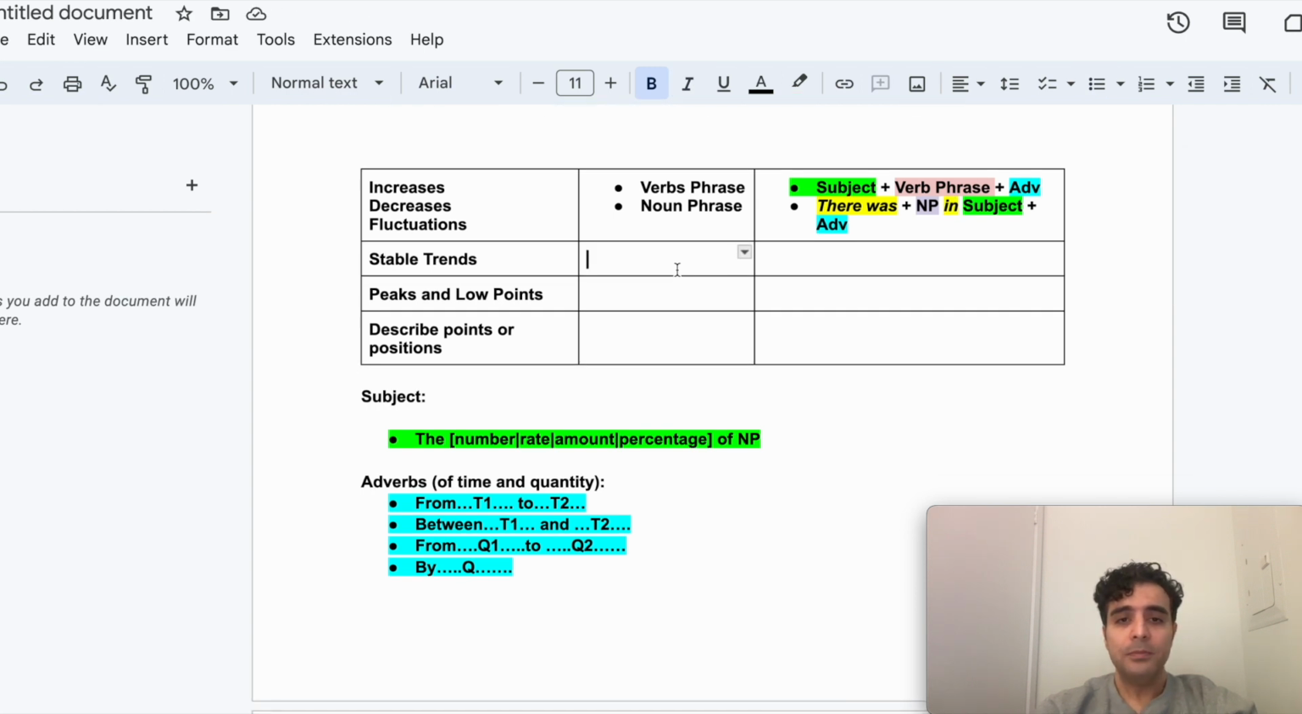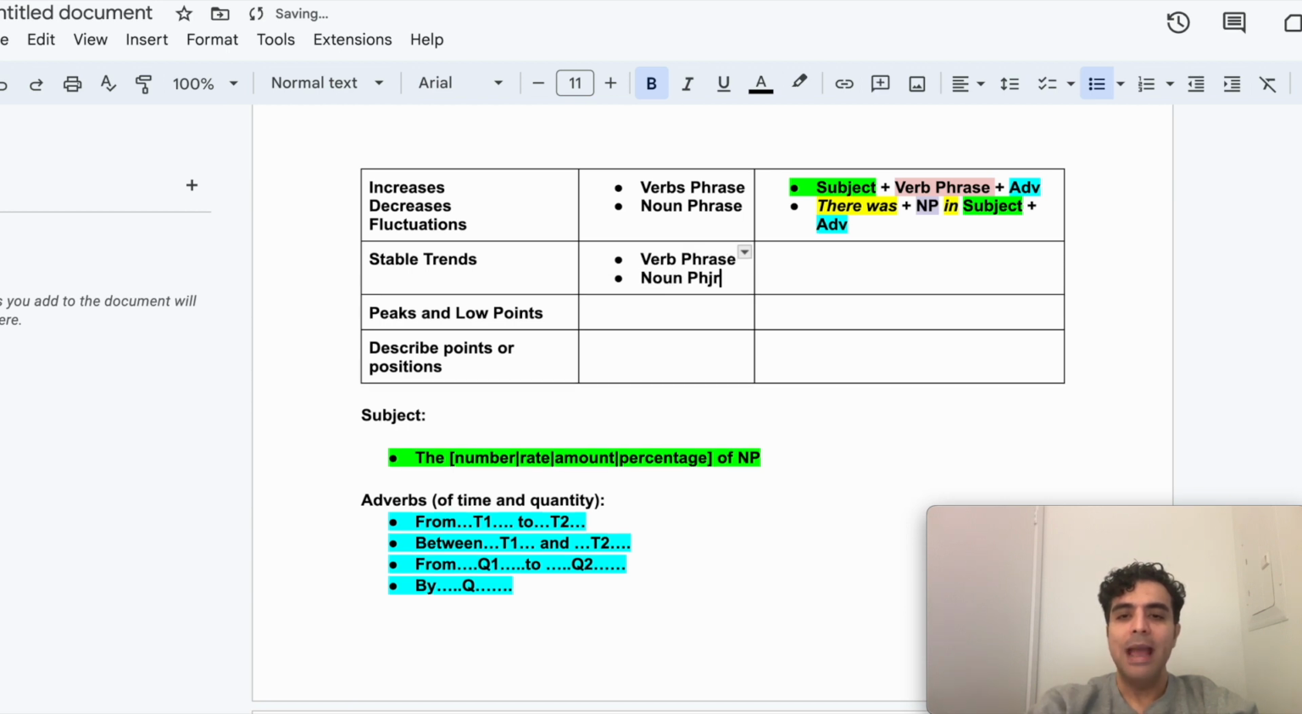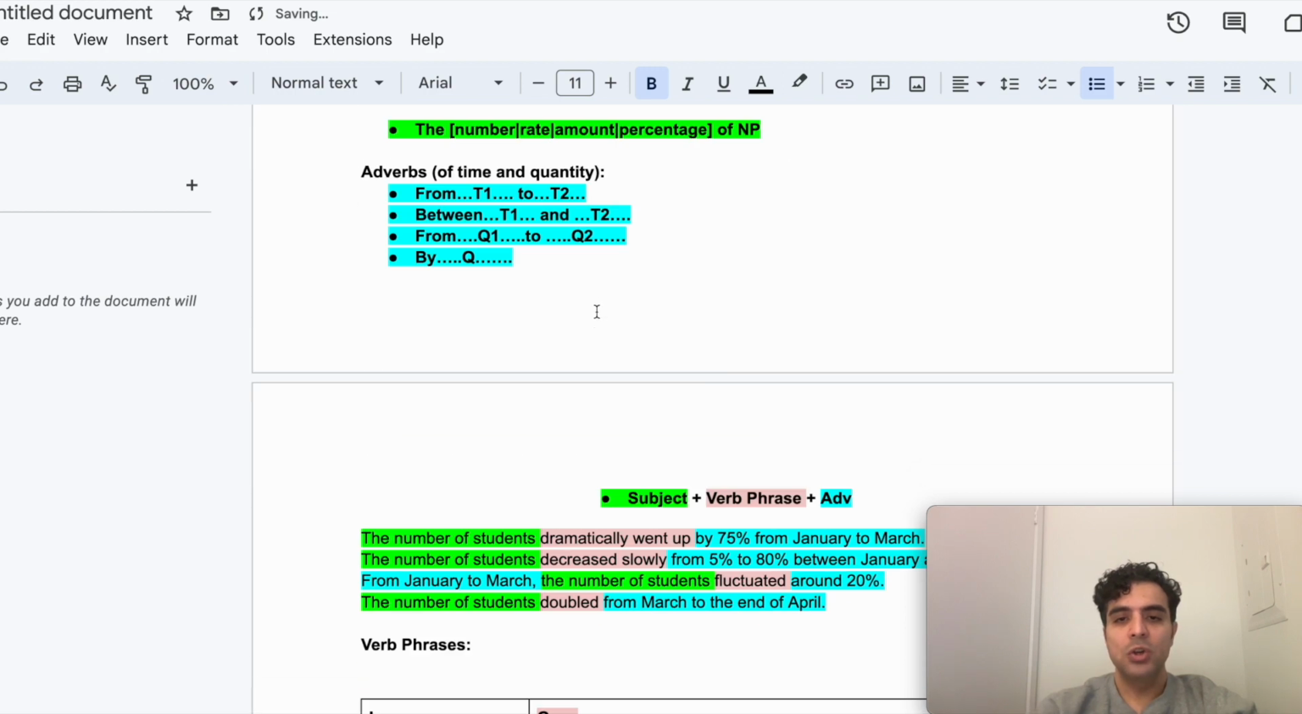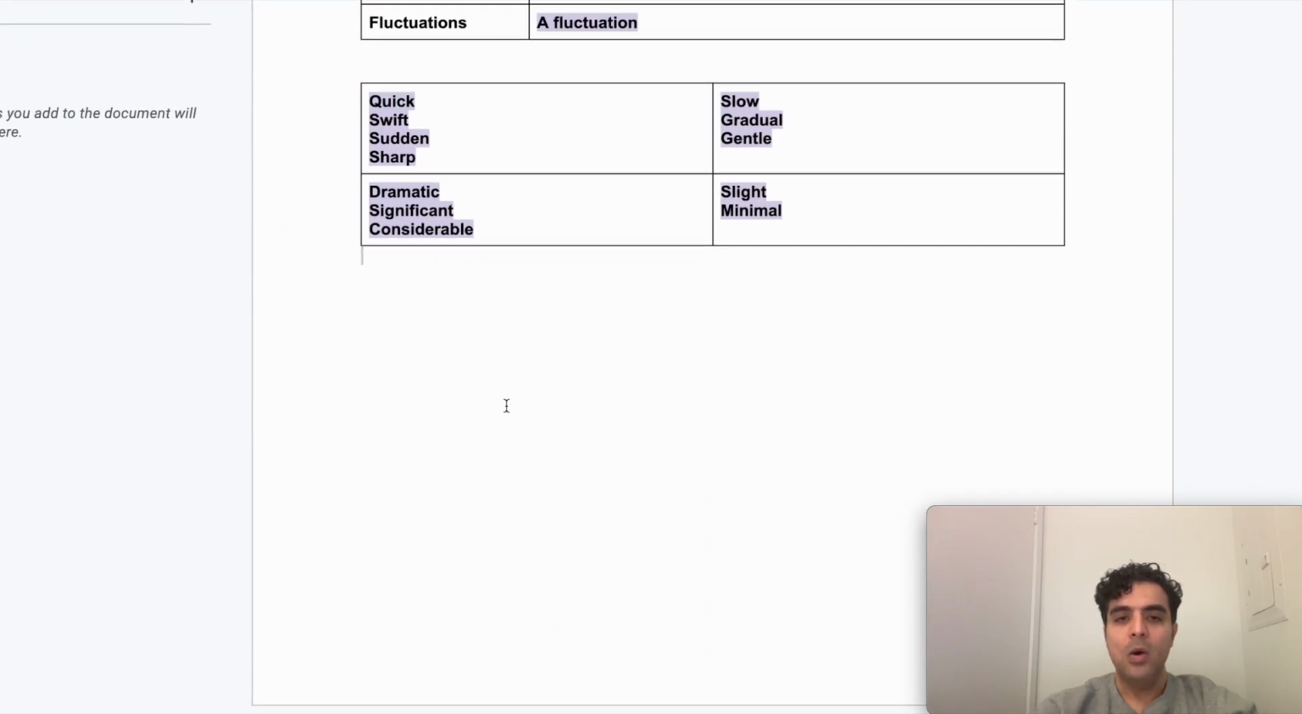What about stable trends? What if we want to talk about no change at all? Well, once again, we can follow the verb phrase structure, or we can follow the noun phrase structure. So let's go down here and let's see how we can write these different structures. So here we are describing no change in data. And there are two structures. Remember, we have the verb phrase structure and the noun phrase structure. Let's start with the verb phrase structure.